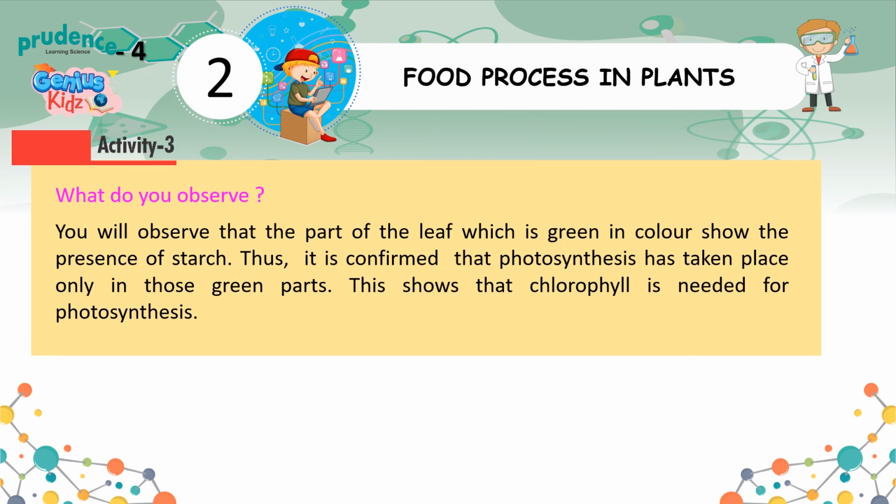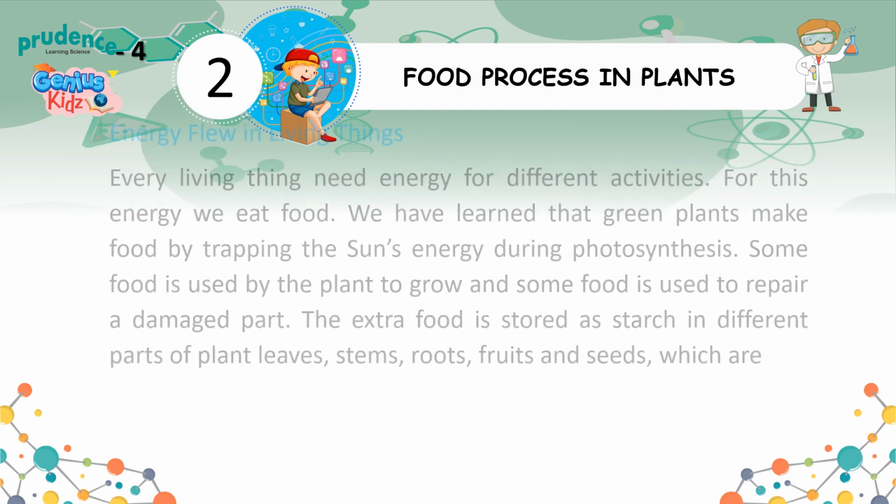What do you observe? You will observe that the part of the leaf which is green in color shows the presence of starch. Thus, it is confirmed that photosynthesis has taken place only in those green parts. This shows that chlorophyll is needed for photosynthesis.